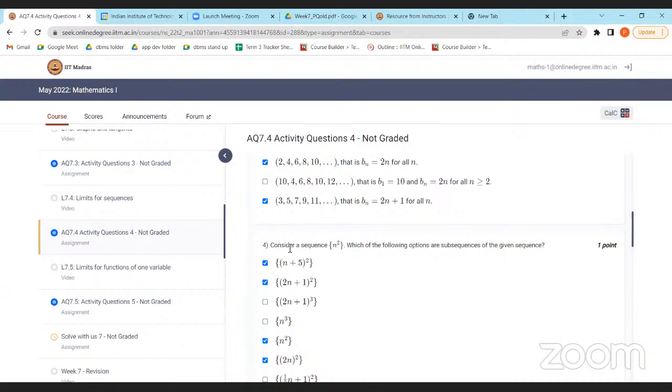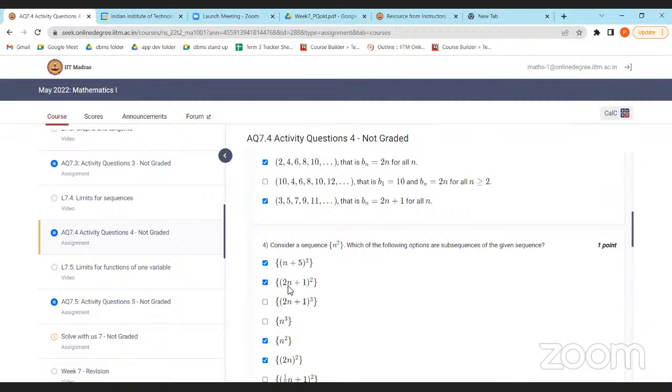Okay, so consider the sequence of n square. What is the sequence of n square here? Say 1, 4, 9, right? It is the square of the integer. Consider the first case: if I take any number and do the square, I will get that particular value in this sequence only. Here also, if I put n equals 1, 2, 3 and do the square, I will get the same numbers in this sequence also, right?